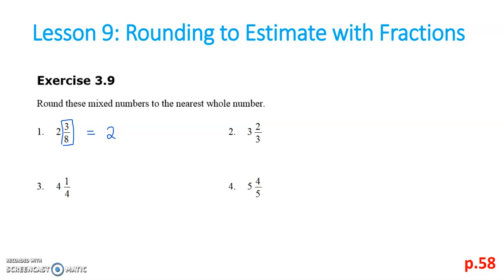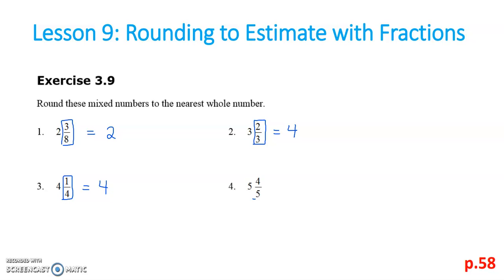For number 2, 3 2/3. On a test, if you got 2 out of 3, that means you got 2 right and only 1 wrong. So that would be a pass. So this rounds up to 4. For number 3, we have 4 1/4. 1 out of 4 is not halfway, so that fraction is not strong enough to push the 4 to a 5. So 4 1/4 is closer to 4 than it is to 5.